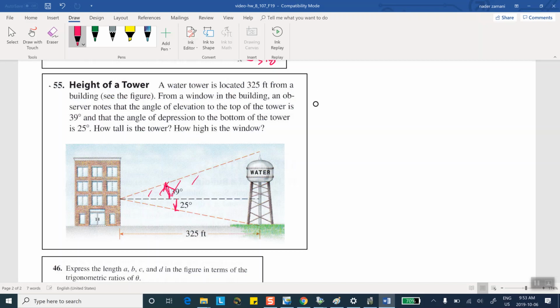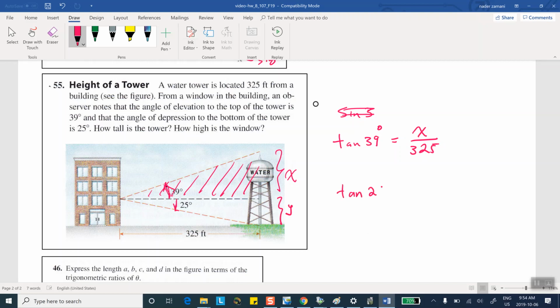So if you look at this triangle, and if I call this thing x, sine is not going to help me because I know the horizontal distance. So tangent of 39 degrees is equal to the opposite over adjacent, 325. And if this is y, tangent of 25 degrees is equal to opposite, which is y, over the adjacent, which is also 325. So what we need to do is to find x out of this and y out of that and then add them up.